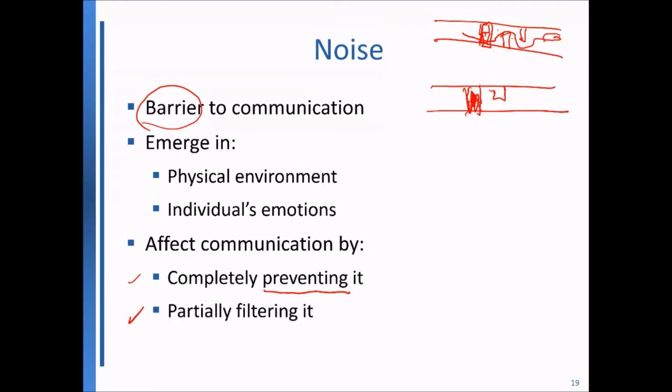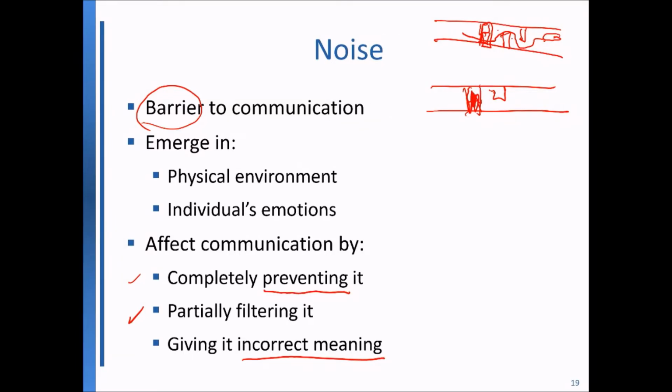Sometimes they filter, but it is only partial. Not all will be filtered, not all will be prevented. So we call that partial filtering. This is what the noise can do in the communication process. We call those barriers. Later on, we will identify what these noises and barriers to communication are. As a result, if there are barriers, either complete or partial, it will give incorrect meaning.